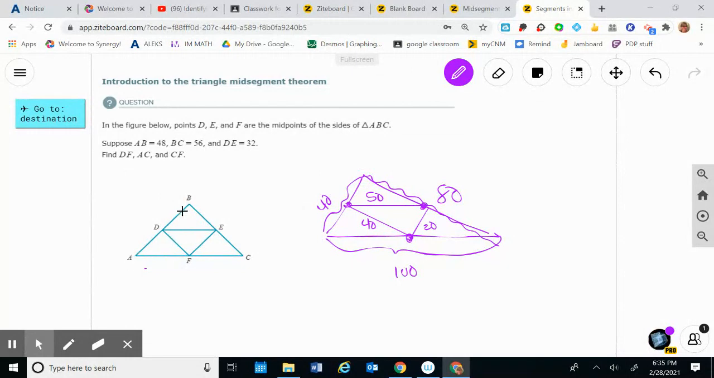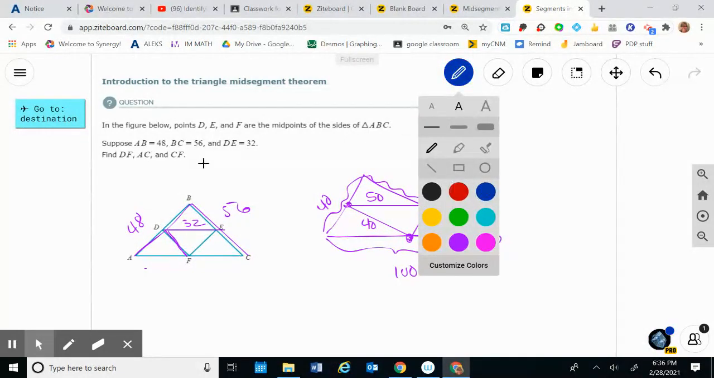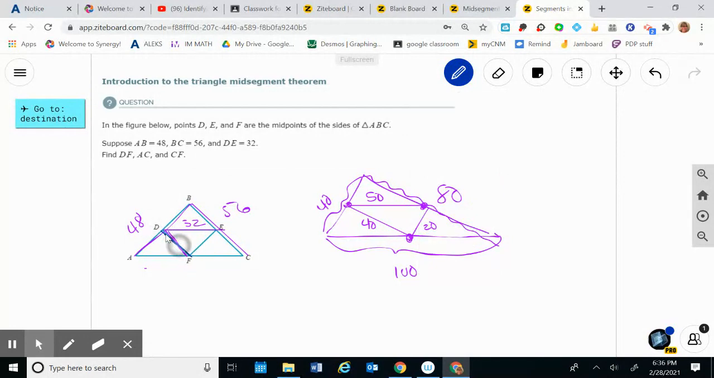Suppose AB is equal to 48. BC is 56, and DE is equal to 32. Find DF. What you need to be able to do is see which side it's parallel to so that you can figure out which half it is. Do you see how it's parallel to this side? This is the base that goes with this mid segment. So this is going to be half of 56. Half of 56 is 28.